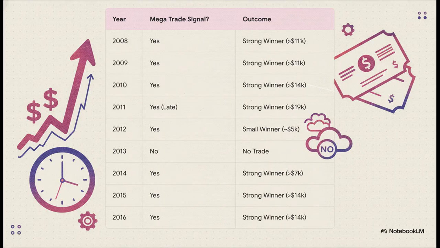I mean, when you lay out the data over a full decade like this, it's pretty hard to ignore the power of this approach. Look at that. Out of 10 years, this model flagged a high probability setup 8 times. You've got winner after winner, with a bunch of them being those strong winners that brought in way over $10,000 per contract. And, just as important, look at 2013. The model said no trade, which protected your capital. The consistency here is just, it's remarkable.